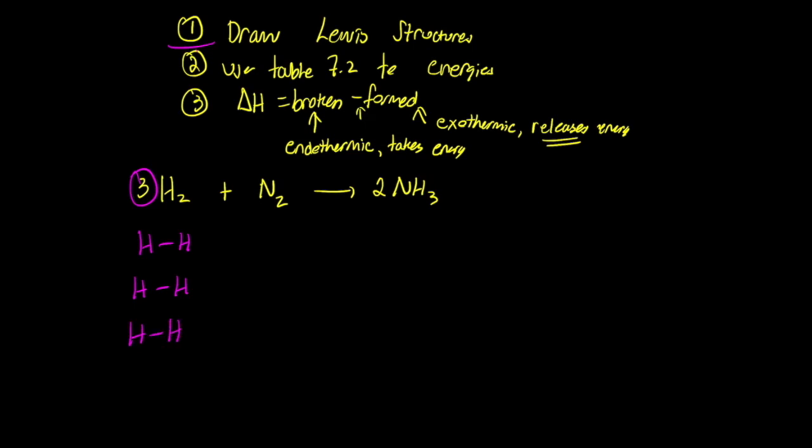What does nitrogen look like? I just need 1 of those. Nitrogen, we've drawn this before in the class, is a triple bond. And ammonia looks like, well, there's 2 of them. Ammonia is a central nitrogen with 3 hydrogens, a central nitrogen with 3 hydrogens. Okay.